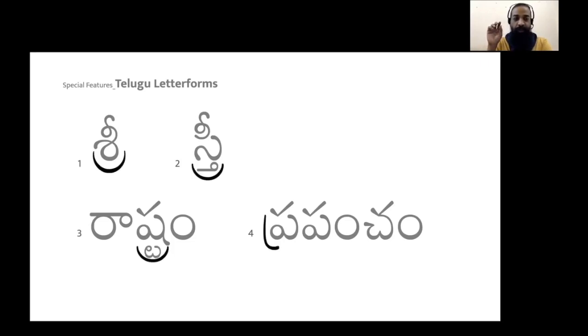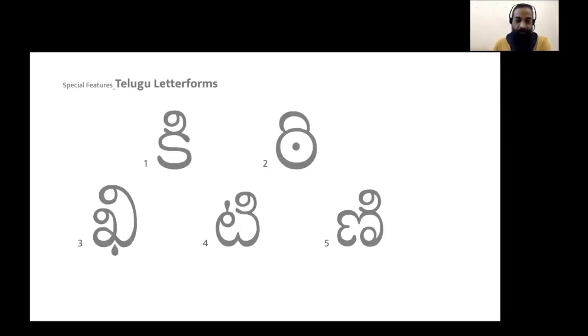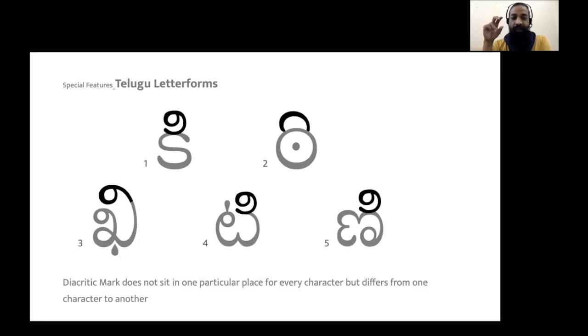In these words, the highlighted vattu or the diacritic mark is ra vattu, and it is represented in different ways depending on the context. One of the reasons this is done is to enhance the beauty of the characters. In these particular conjuncts, if you look at the highlighted diacritic mark, it does not sit in one particular place for every character, but differs from one character to another.